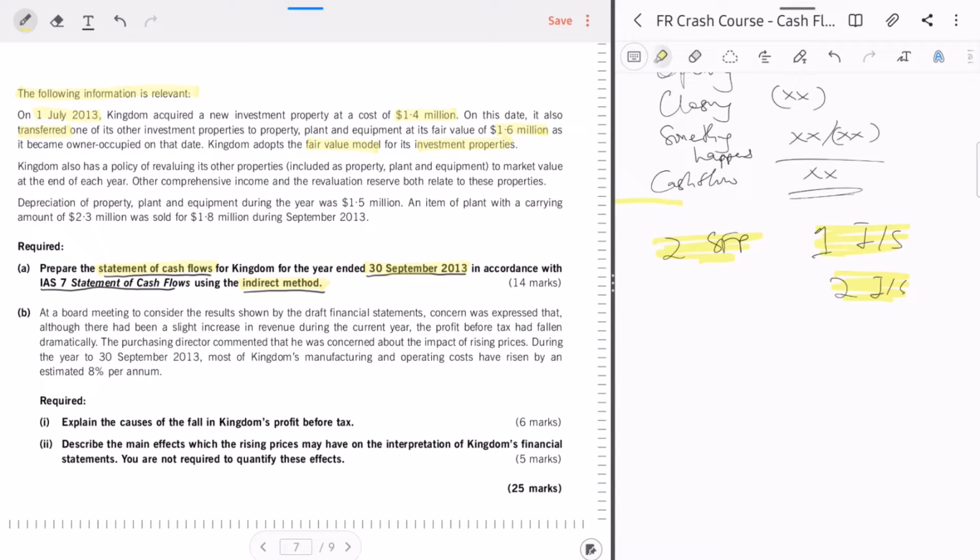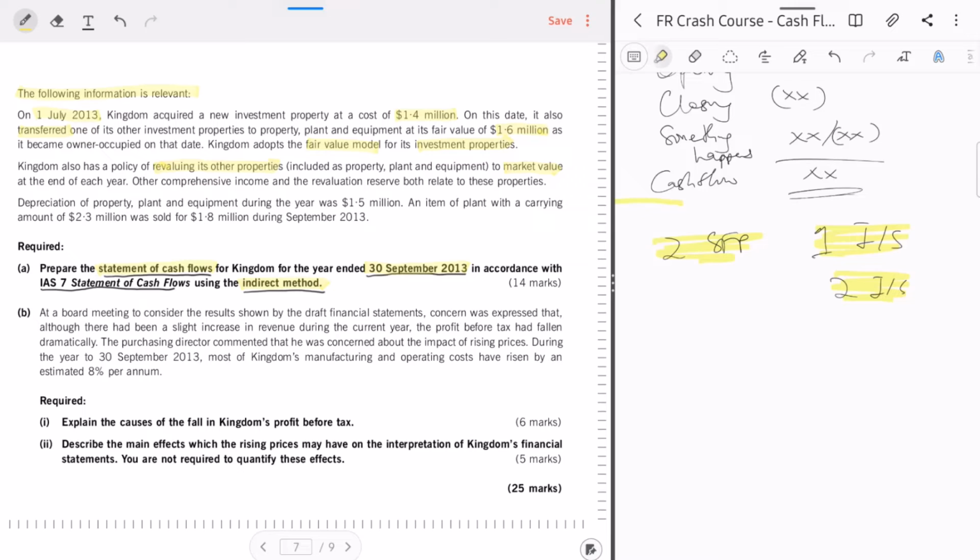Please take note, you do not treat the fair value model the same way you would have treated the revaluation model under IAS 16. IAS 16's revaluation model will go into revaluation surplus in equity, subject to some criteria, if there was a prior year decrease and all of that, right? But that's not the subject of today's session. So we know that they have done some transfer from investment property. I'll show you how to account for that when it comes to cash flow statement. Next thing we need to know is that Kingdom also has a policy of revaluing its other properties included as property, plant, and equipment to market value at the end of each year.